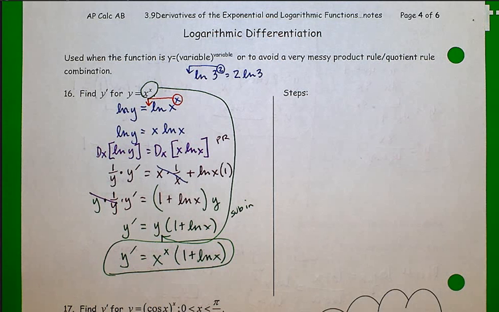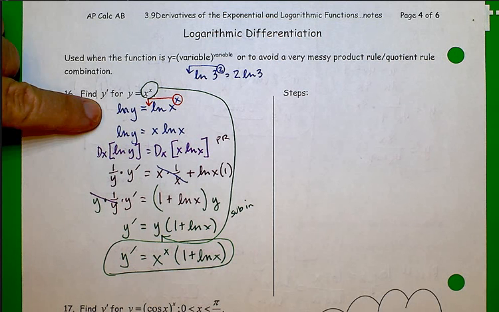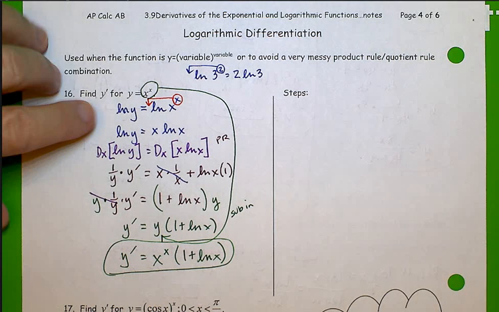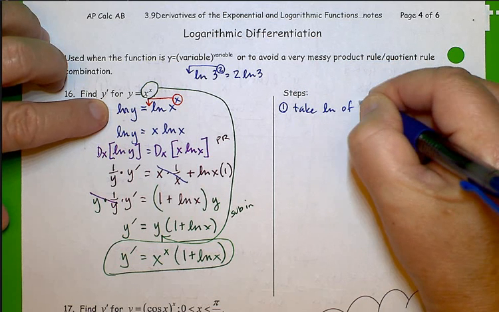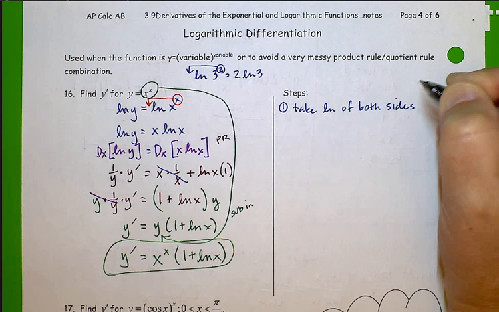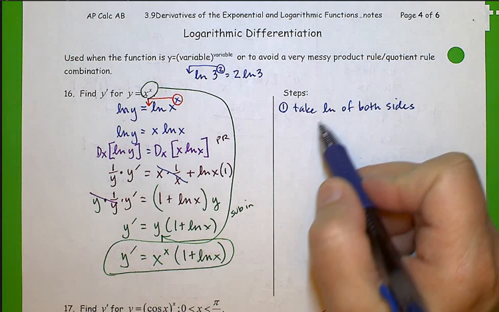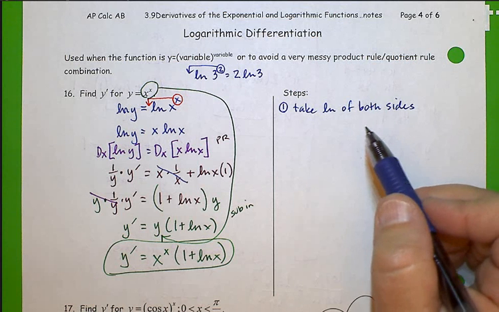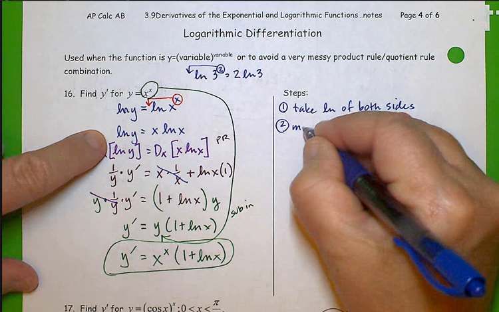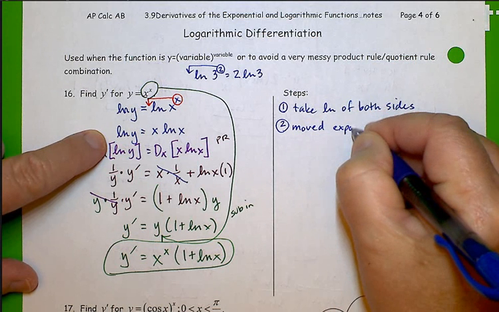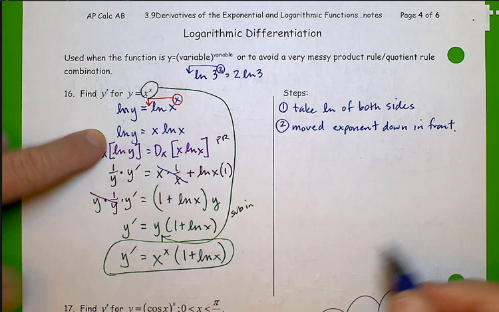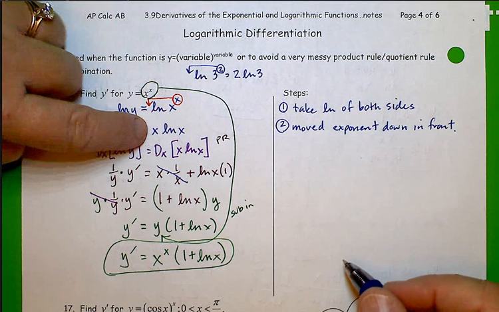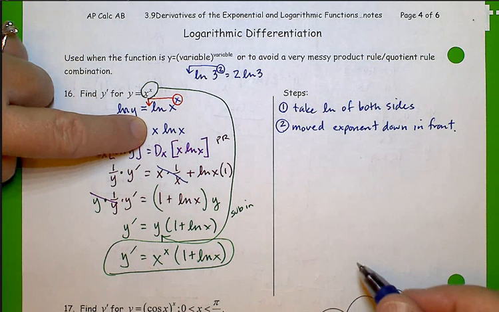Let's talk about the steps that we did to make this happen. And these were the steps you would follow for all logarithmic differentiations. First thing we did, take the log of both sides. You could use natural log or you can use log base 10. It doesn't really matter. The second thing we did, we moved the exponent down in front. That's the reason we're doing logarithmic differentiation, is so that we don't have a base that has a variable and an exponent that has a variable.